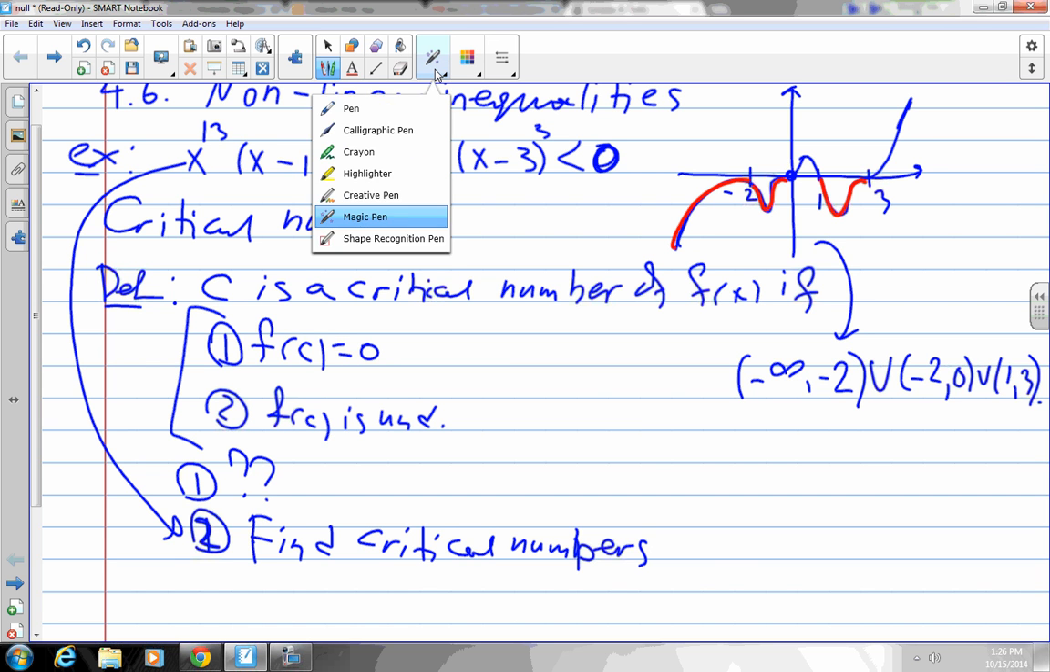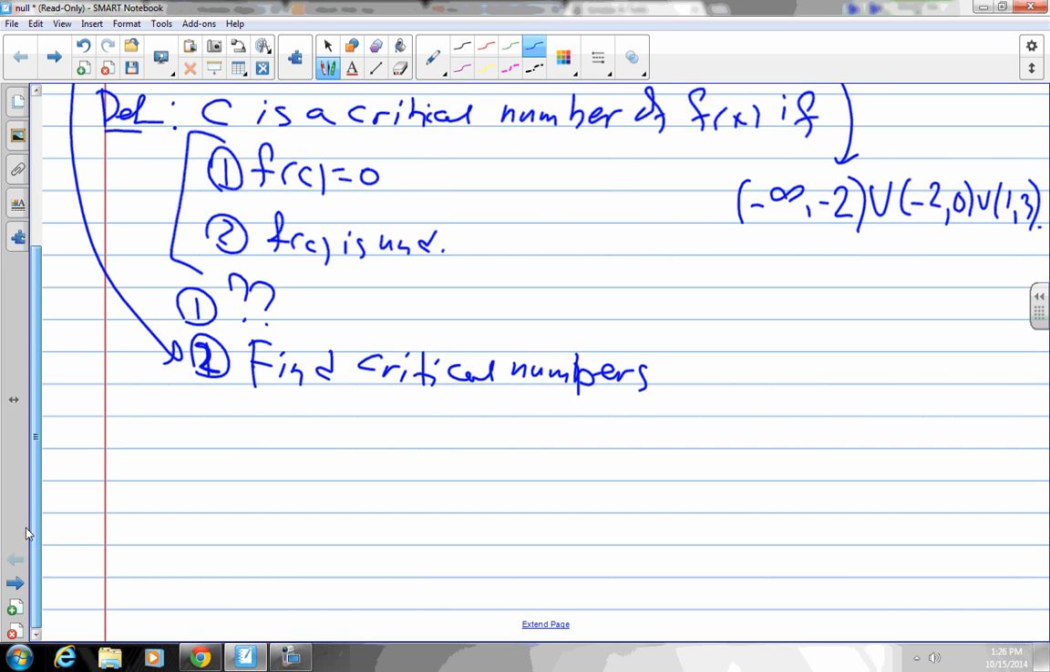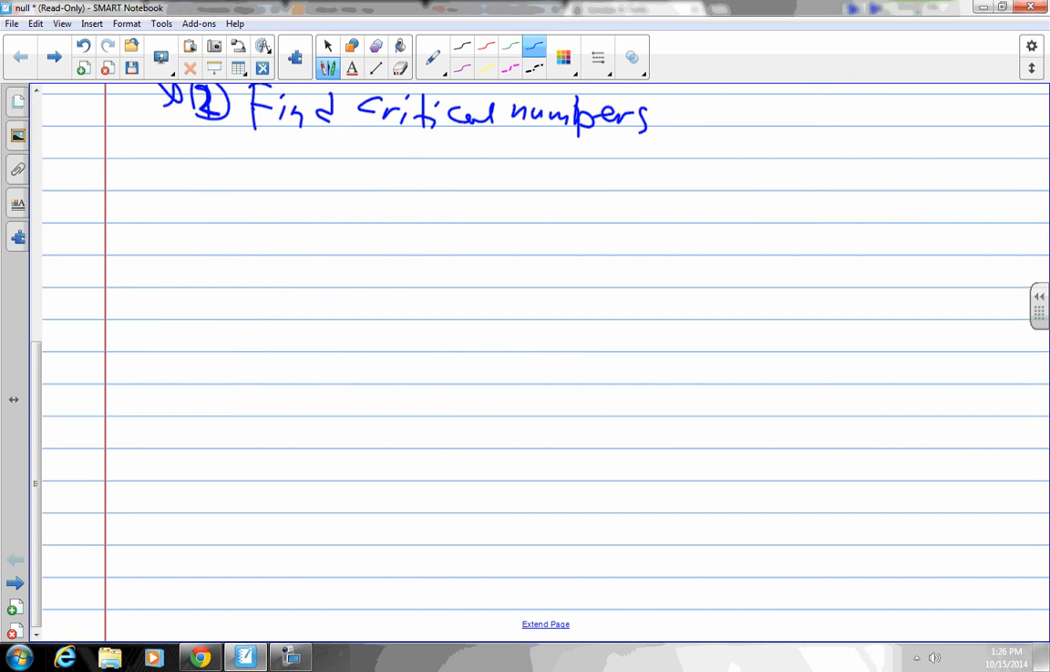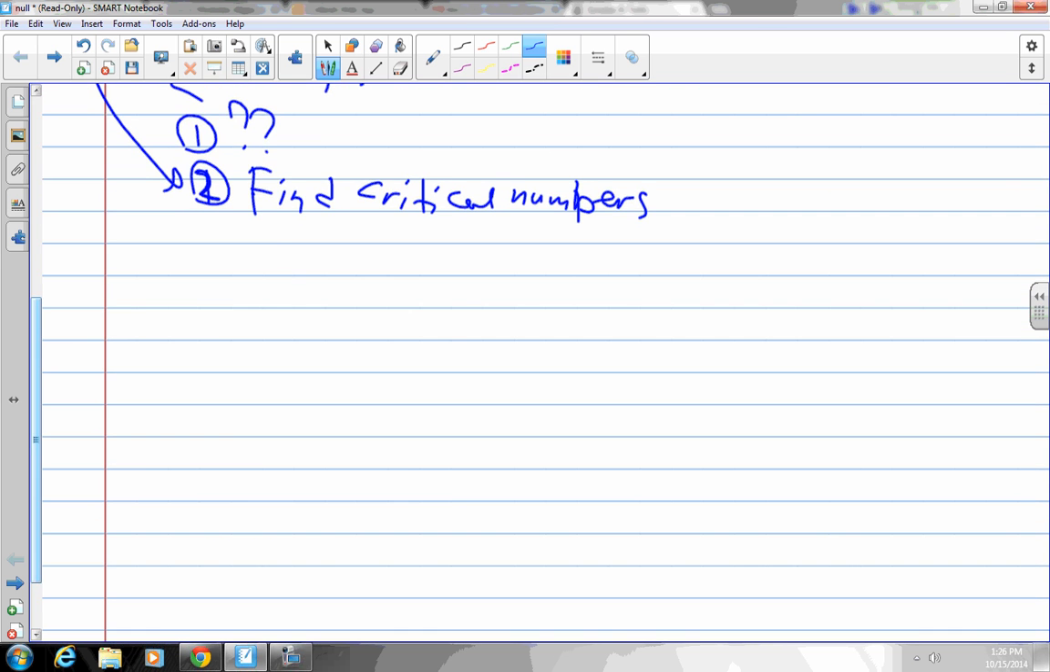Let me show you how your book will do this. So we found the critical numbers. They are x equals -2, 0, 1, and 3. So then just draw a number line. You don't even need to do a two-dimensional graph. Just do a number line and mark those points.